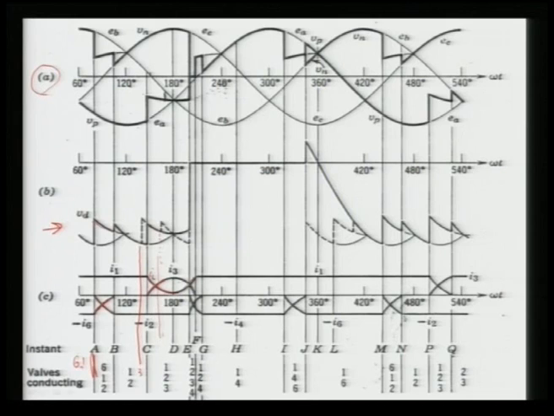Even though in normal conditions the commutation should be successful at this point, and then 2 and 3 should continue, it is not happening. So, the dotted line shows that there is no commutation failure, and the dark line is saying that there is some commutation failure. So, what happens here?